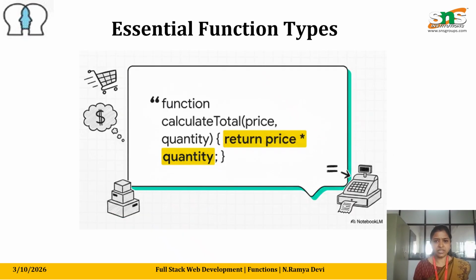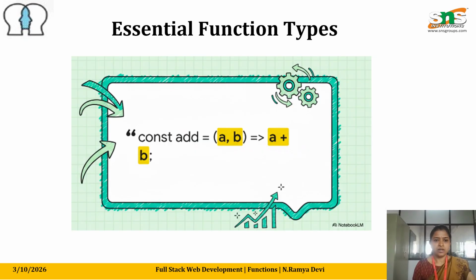So this is a function type which has two parameters called price and quantity, which returns price into quantity. Here we have two parameters called price and quantity, and the arguments can be passed like 5 and 3, and then whenever it is invoked, it will return the number 15 to the line of code from which the function has been invoked. A function can have a return value or it cannot have a return value.